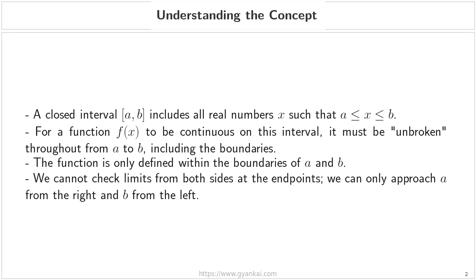Because the function is restricted to this interval, we encounter a unique situation with limits. At the endpoints, we cannot check the limit from both sides because the function does not exist outside the interval. Therefore, at the left endpoint a, we can only approach from the right, and at the right endpoint b, we can only approach from the left. In the next slide, we will translate these conceptual ideas into the three specific mathematical criteria you need to prove continuity on a closed interval.